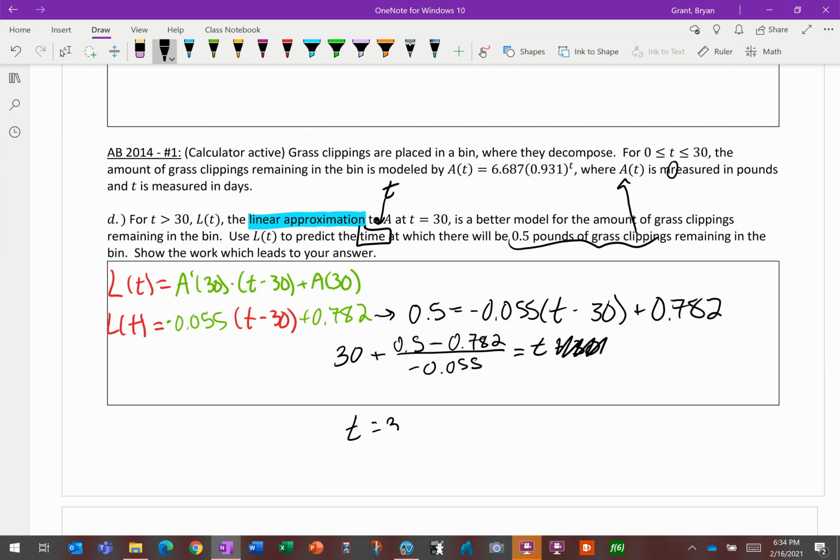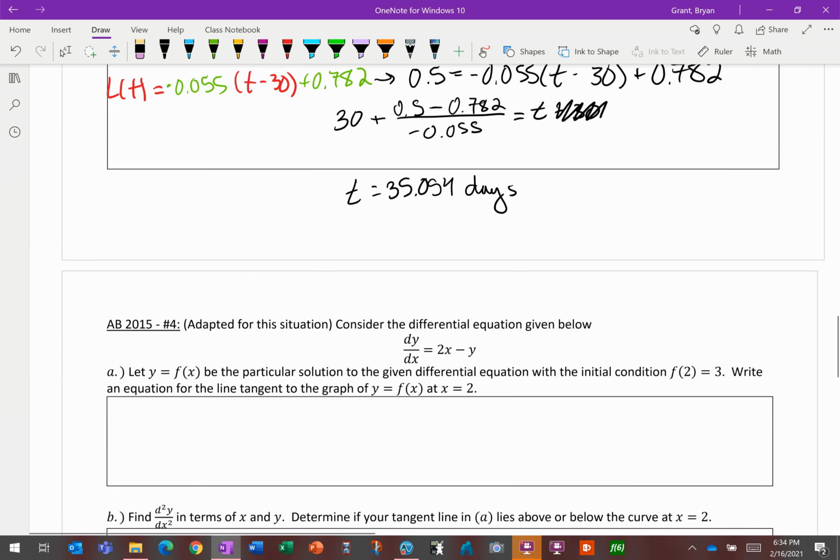T equals 35.054. And notice that this is in days. It's good that we got a number larger than 30 because it says for t equals 30. And there we go. All right, last page here.